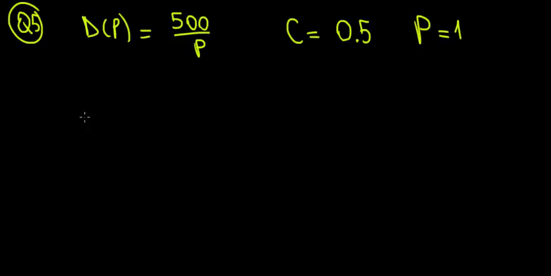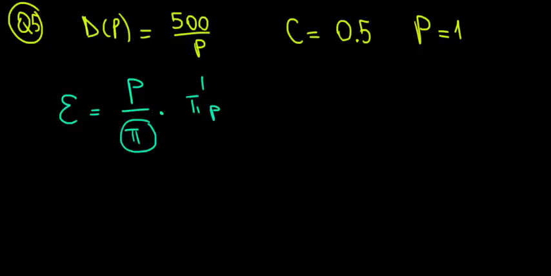price strategy. We want to see what we can do. So if we want to understand how the elasticity affects our profit, then we will have a function of the elasticity where we have price divided by profit times the derivative of our profit with respect to price. So the first step would be to find out the profit function depending on our price.